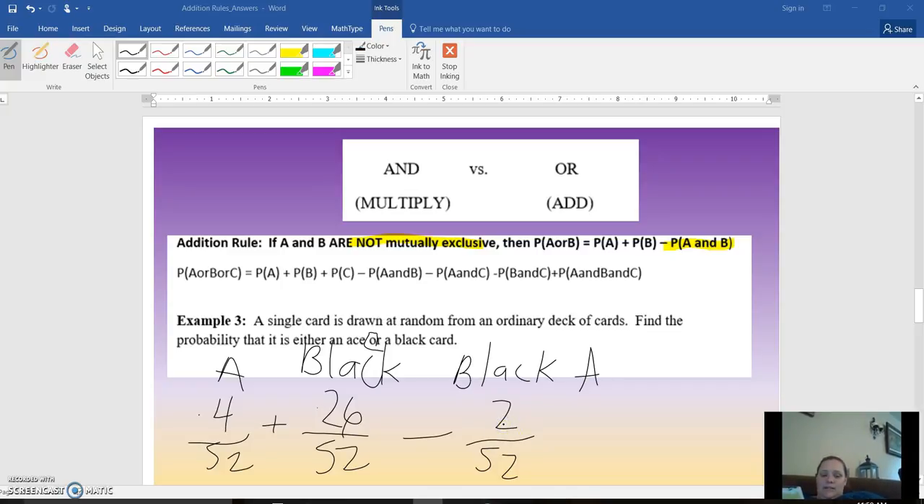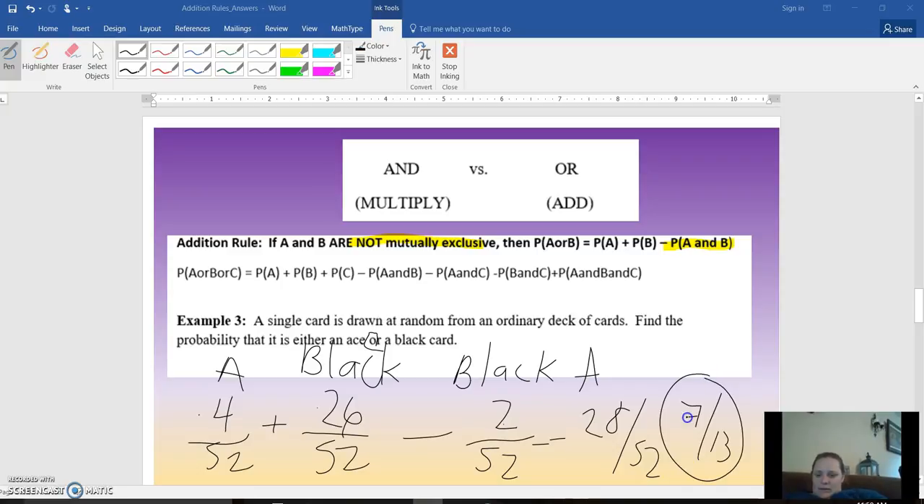So 4 plus 26 minus 2. You get 28 over 52. And we get 7 over 13. And so that's our answer.